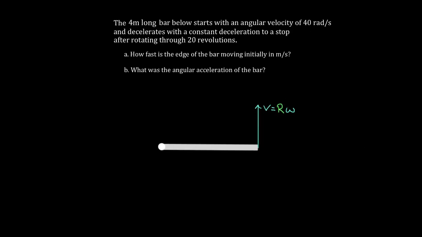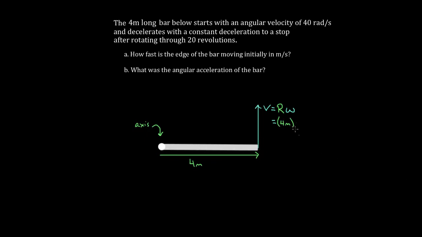So this r, let's be careful. This is always from the axis, and in this case, this is the axis right there. The distance from the axis to the point we want to find is, in fact, the entire length of this bar, so this will be 4 meters. So to find the speed, we could just say that that's equal to 4 meters, since we want to know the speed of a point out here that's 4 meters from the axis.